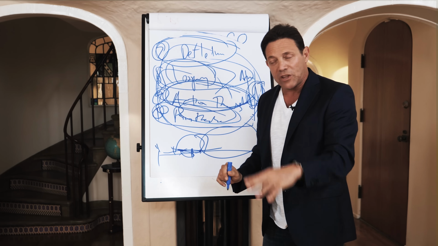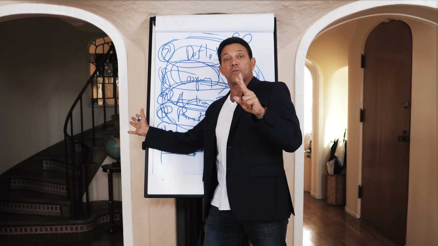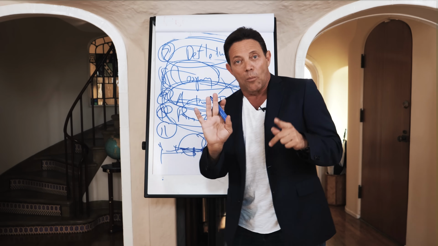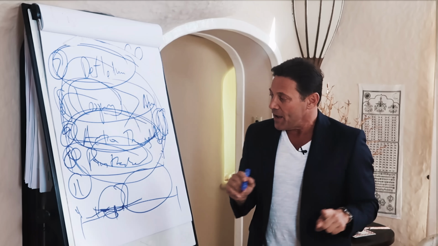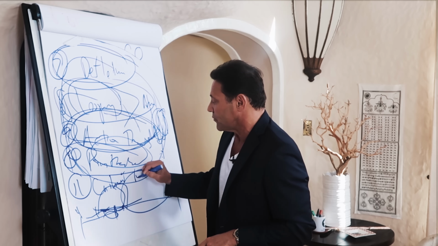Now, there are additional 2 steps here. You can run more loops. In other words, if they still haven't bought, you can do the product again one more time. Okay, you can do it one more time. But the last point I want to make here is creating customers for life.